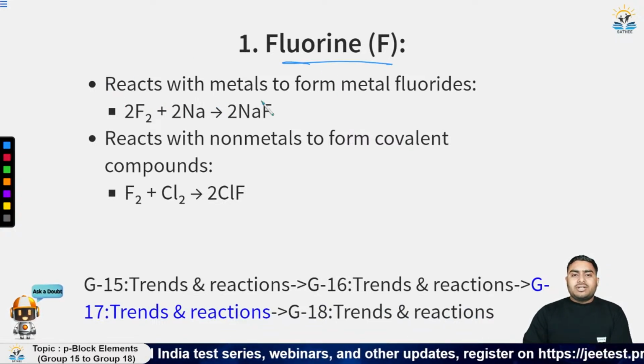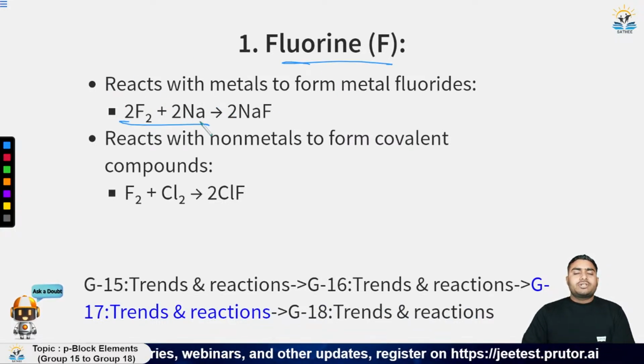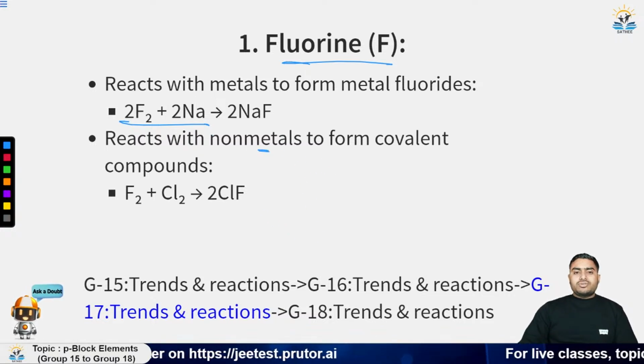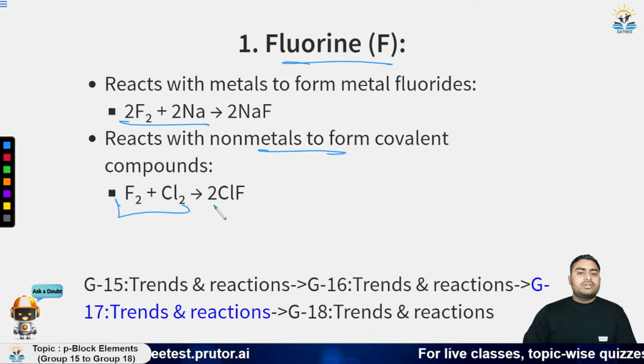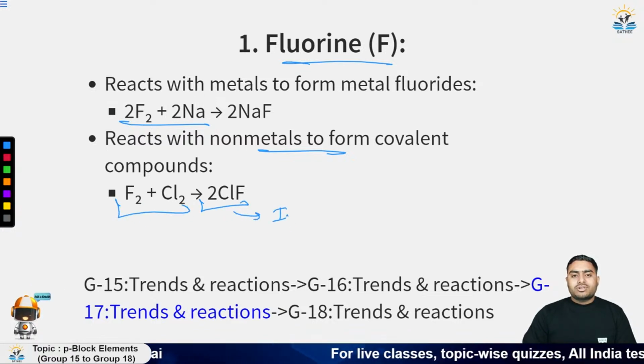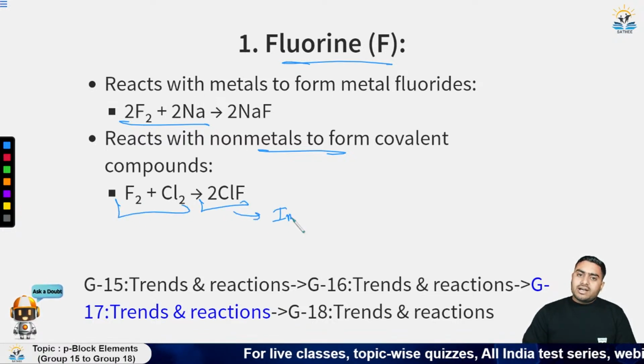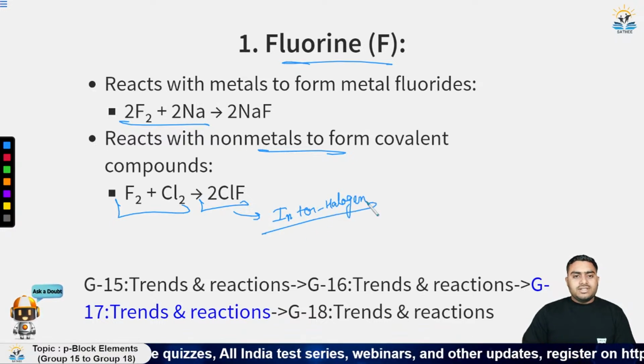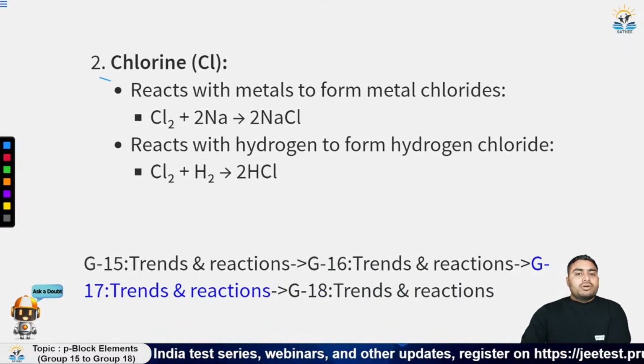Fluorine can react with the metal to form metal fluoride. So 2F2 plus 2Na gives 2NaF. 2F2 plus 2K gives 2KF. It reacts with non-metals to form covalent compounds like F2 plus Cl2 gives 2ClF. This is interhalogen, that means two different halogens are there. These are interhalogen compounds, 2ClF.